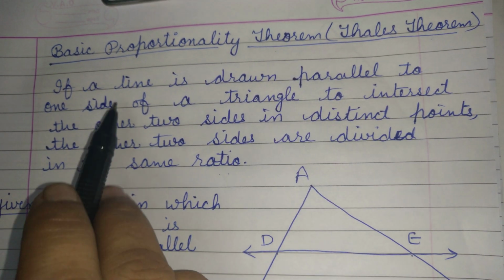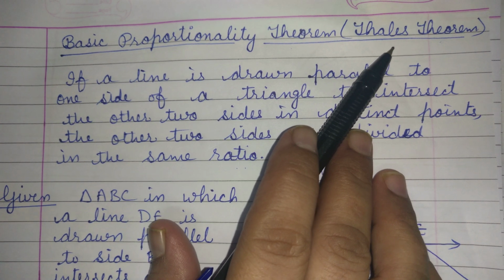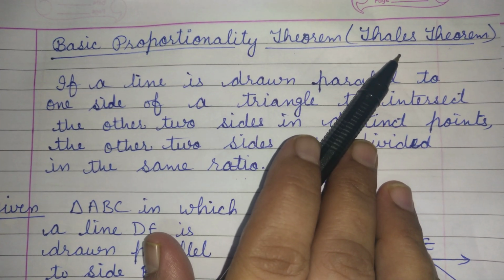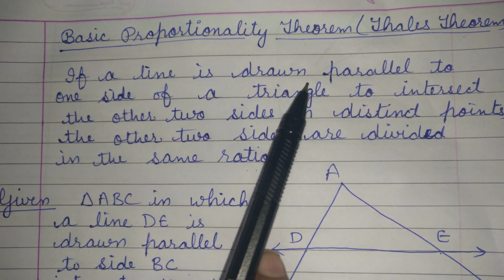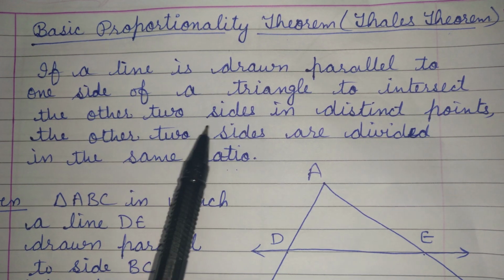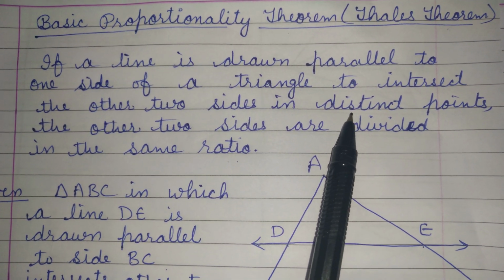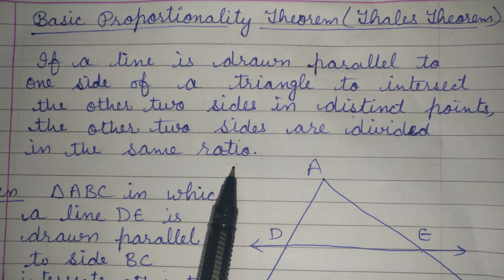Everyone. Today I am going to explain the basic proportionality theorem, which is also known as Thales theorem, as it was given by a Greek mathematician Thales. The statement of the theorem is, if a line is drawn parallel to one side of a triangle to intersect the other two sides in distinct points, means different points, the other two sides are divided in the same ratio.